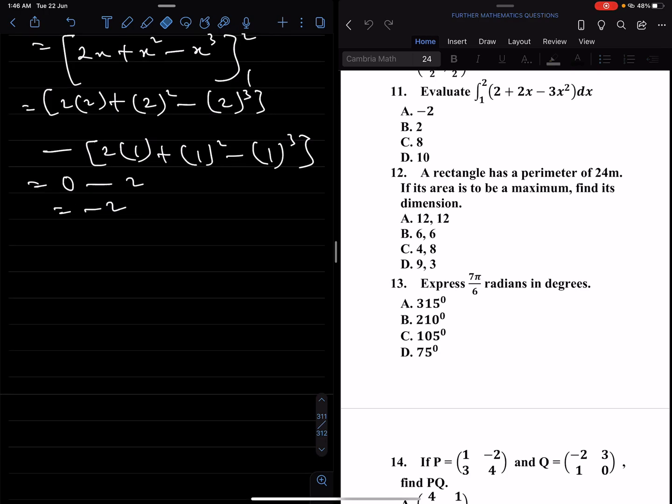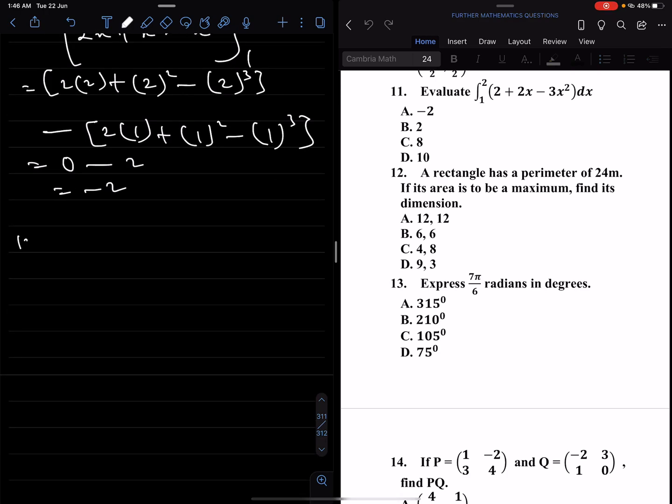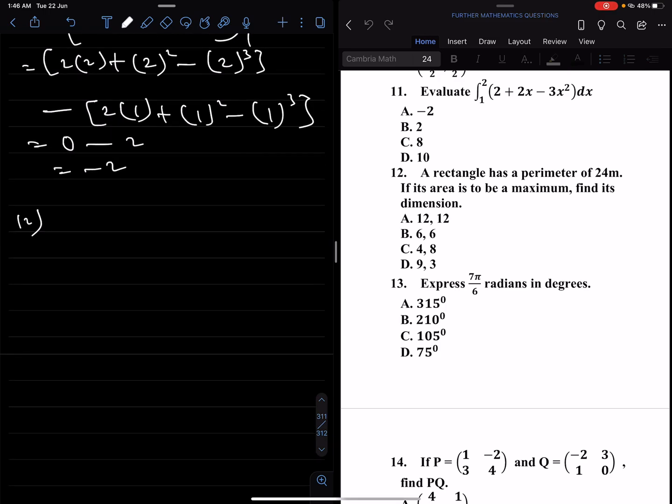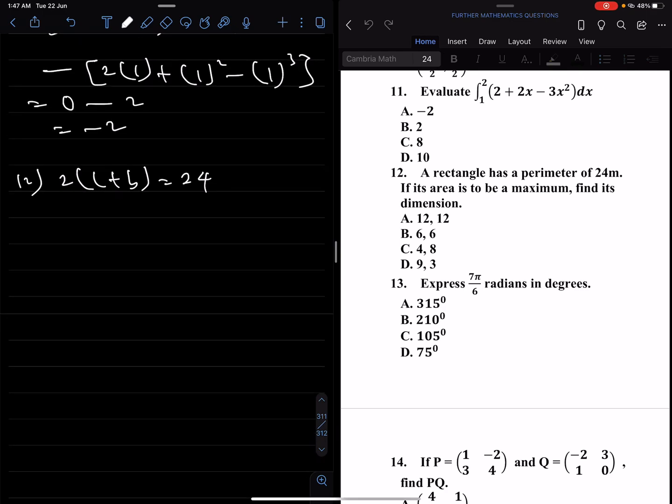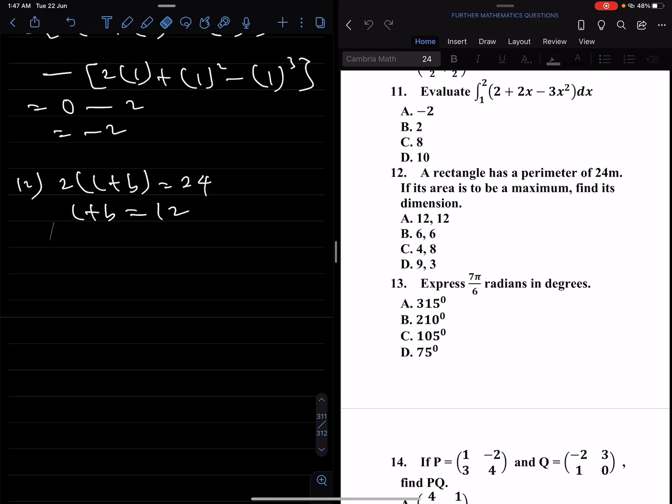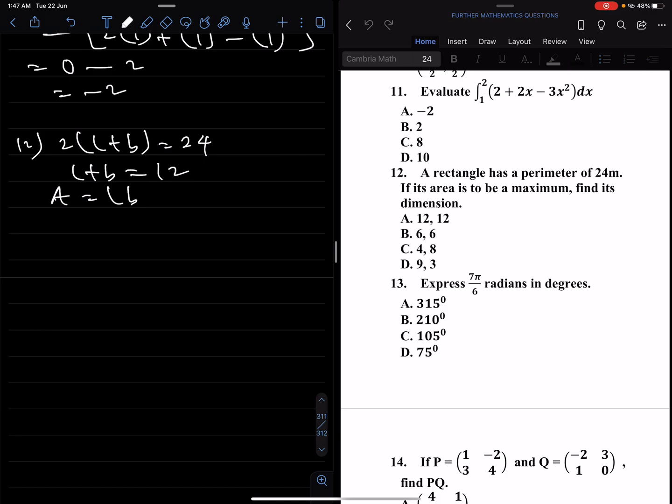And we go straight to the next, which is number 12. A rectangle has a perimeter of 24 meters. If its area is to be a maximum, find its dimensions. Perimeter is 24 meters. That means 2 into L plus B is 24. If we divide both sides by 2, L plus B will be equal to 12. Now we know that area is length times breadth, which is LB.